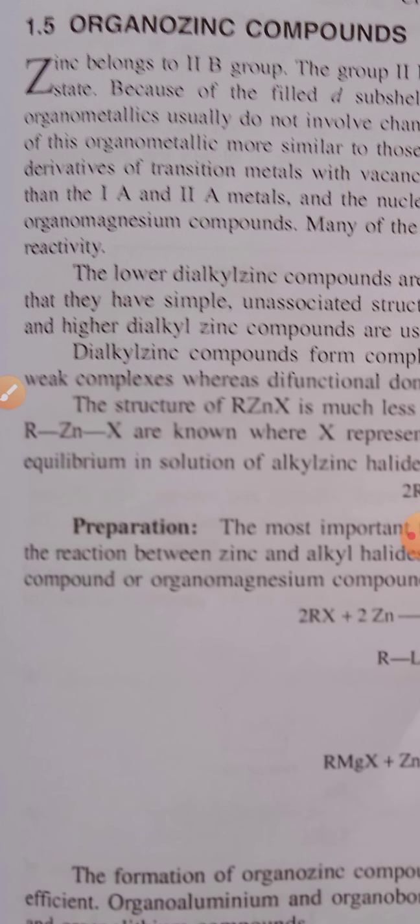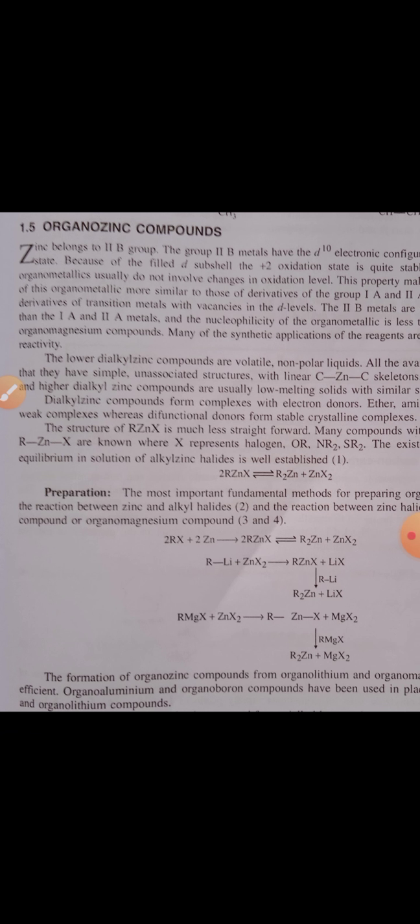Students, you already know zinc belongs to group 3B in the periodic table, and its outermost electronic configuration is d10. From this you can conclude that its d orbital is completely filled, that means there is no chance to accept or to donate the electron.